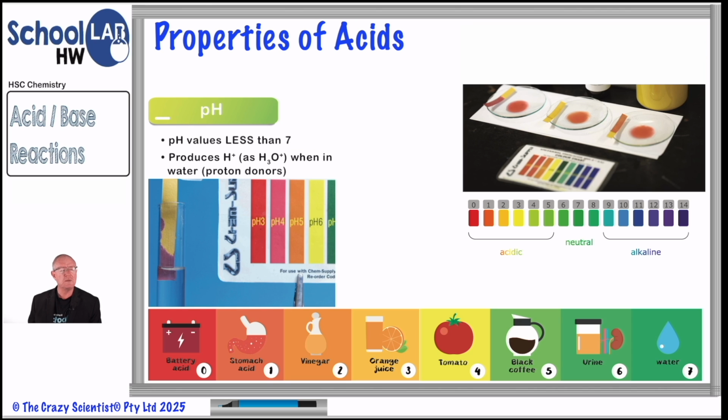The reason is because acids produce H+ ions. Now we're going to learn that when acids do produce an H+ ion, it's actually a hydronium ion, because a proton by itself is just way too reactive for it to be released from the molecule.